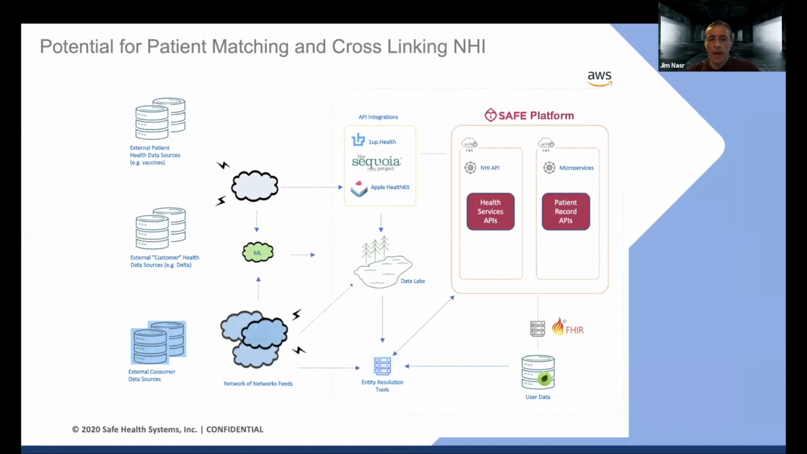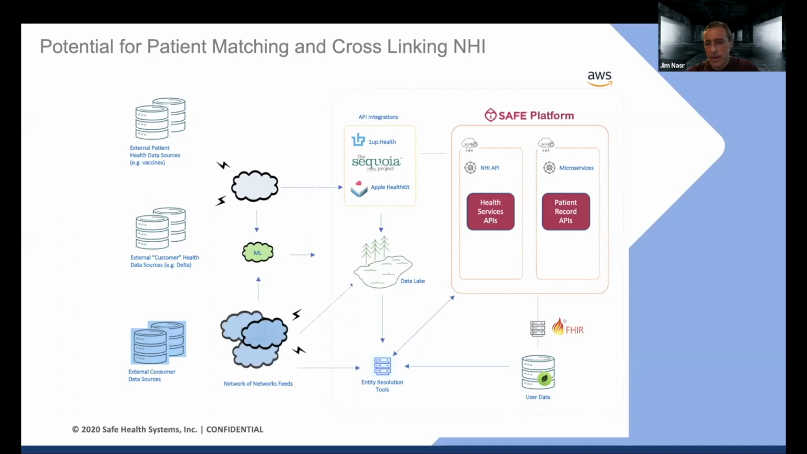Again, we're doing a lot of, what I would say, on-the-edge design and pretty interesting machine learning, entity resolution, and other experiments, looking at what it takes for us to take this national health ID and really do cross-linking and matching. This is illustrative of the work we're doing, but ultimately on the left-hand side of this picture are the many different data sources with which we are interacting or could potentially interact, including network of networks, feeds, and things like this.